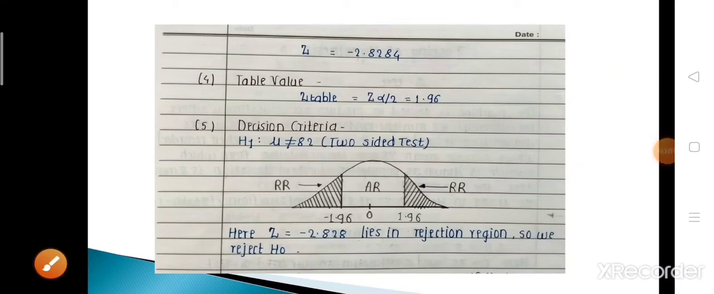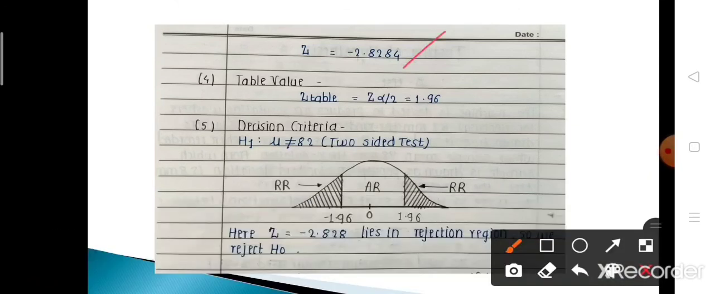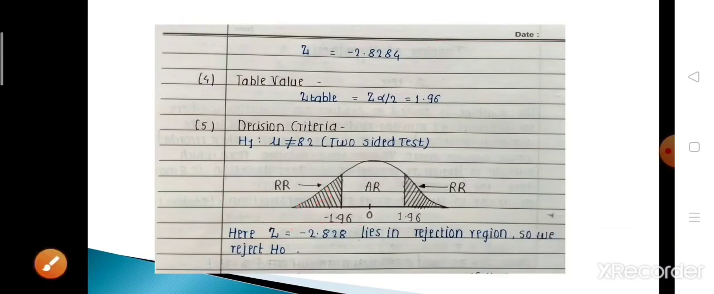Here the Z value, that is the test statistic value, is minus 2.8284. So in which region does this minus 2.8284 lie? This minus 2.8284 lies in the rejection region, because here minus 1.96, and minus 2, minus 3 on the real line. So this minus 2.8284 lies in the rejection region. So our conclusion is to reject the H naught.